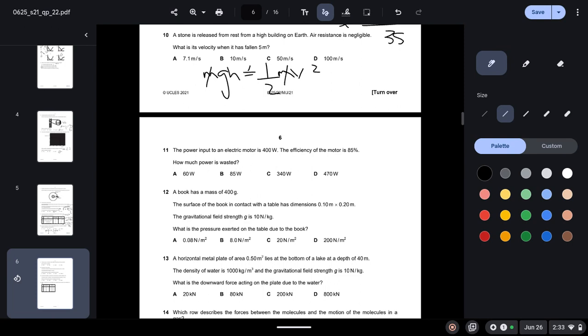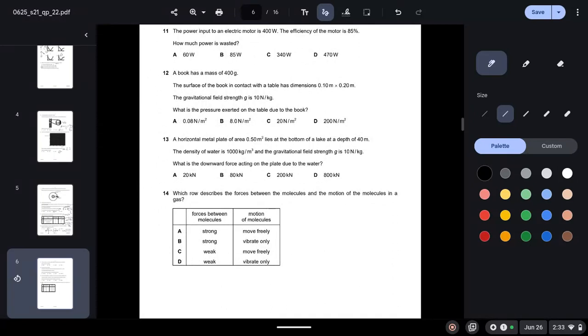So m and m gets cancelled. When you make speed the subject, you will get this formula. So just use this formula. The value of g is 9.8 and height we have as 5. So your answer comes out to be approximately 10 meters per second.